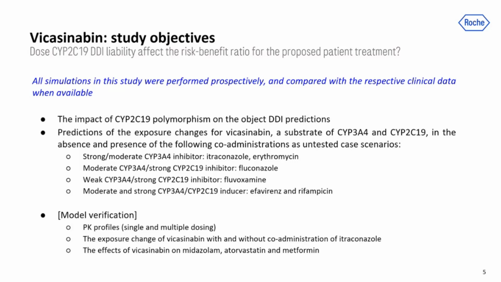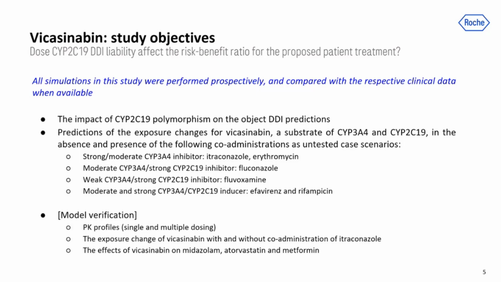But also, we want to explore the object DDI risk assessment: how is the impact of strong, moderate, and weak CYP3A4 perpetrators on the Vicasinabin PK, and what is the implication of the further impact of CYP2C19 polymorphism on the object DDI predictions. So this is the major concern to be addressed for the team.